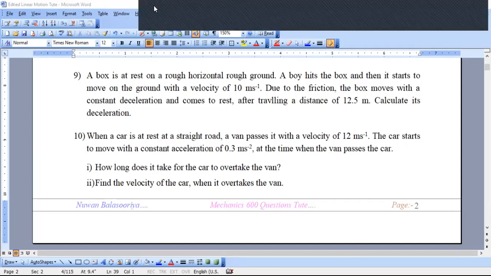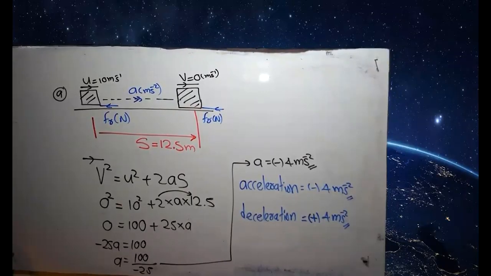Right. Can you understand the story here? When a car is at rest at a straight road, a van passes it with a velocity of 12 meters per second. The car starts to move with a constant acceleration of 0.3 meters per square second at the time when the van passes the car. Right. Van is moving with a constant velocity of 12. Car is moving with an acceleration of 0.3 meters per square second.